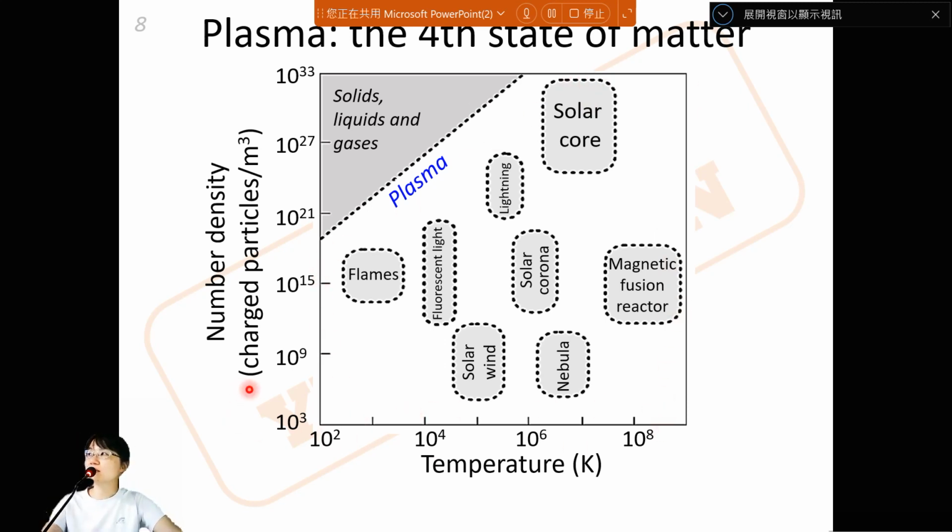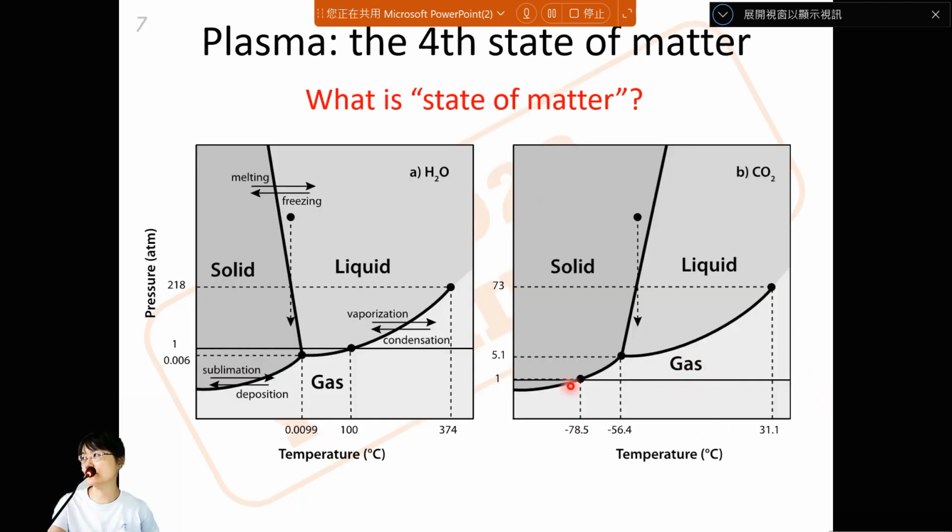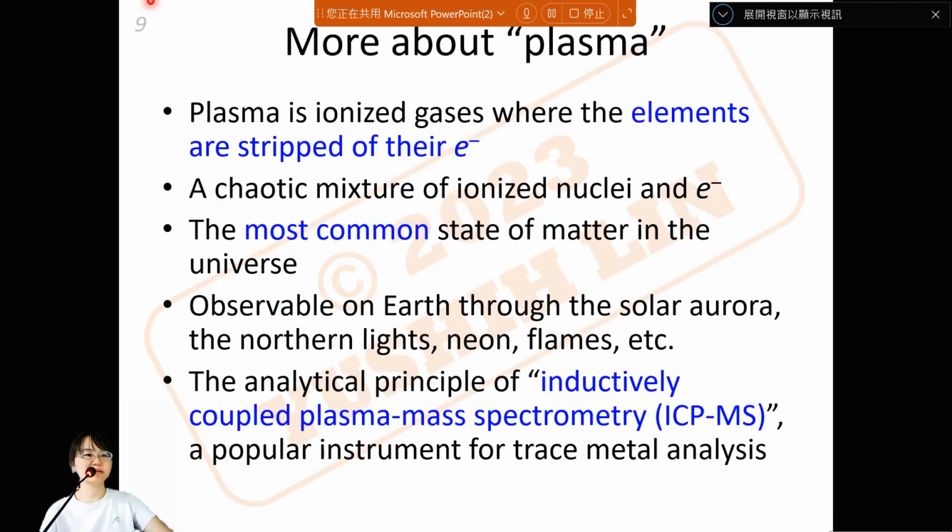Have you worked with it? Partly. Look at this. Flame is a plasma. That's probably the major plasma you have ever seen or worked with. And what are the other plasmas that this course already addressed? Solar core or nebula we are going to talk about. These are all in the form of plasma. So plasma is closer to what? It's closer to gas.